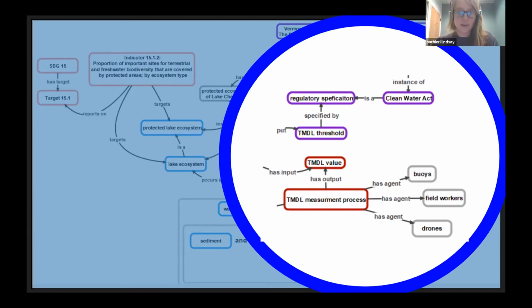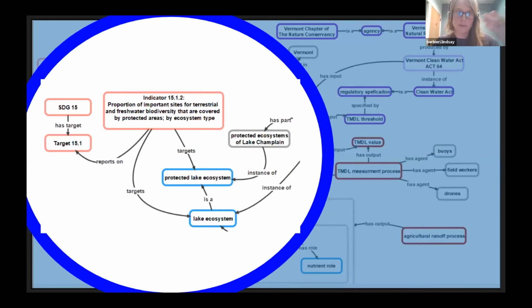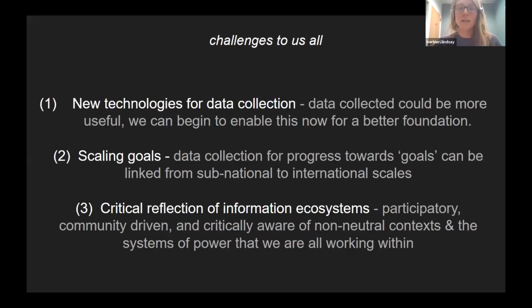So we have these data, they're being collected on the field. We can scale that up to how they're related to the Vermont water quality level, the national level, but then this can all the way be scaled up to things like Sustainable Development Goal 15, Target 15.1, which has the indicator for sites of freshwater and protected water quality. This is just a quick way to demonstrate how we were thinking about following the process from the field to the global level and how we can potentially use semantically linked data to do so.